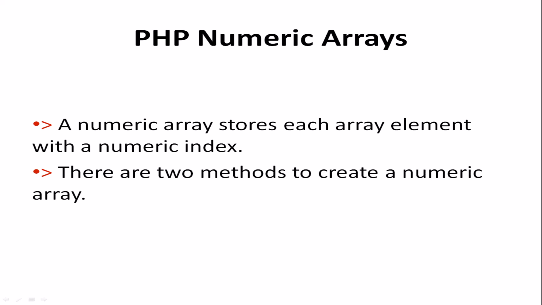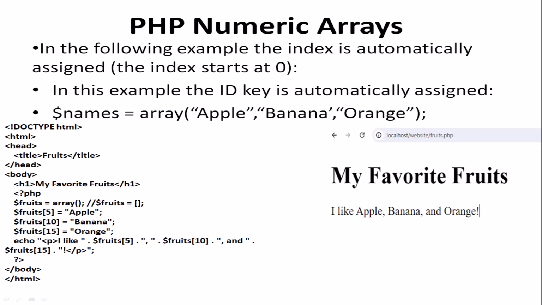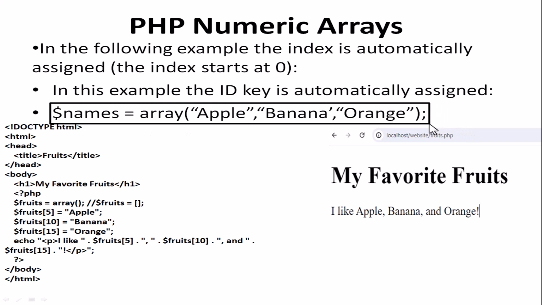Coming to numeric arrays, a numeric array stores each array element with a numeric index. Methods to create a numeric array. So let us see how to create a numeric array. Here you are going to create names. Names is a variable where you are going to save the particular array: apple, banana and orange. These are the three names which are going to be stored in a variable called names. The array identifies what elements are there. Apple will be stored in array of 0, banana will be stored in array of 1 and orange will be stored in array of 3.